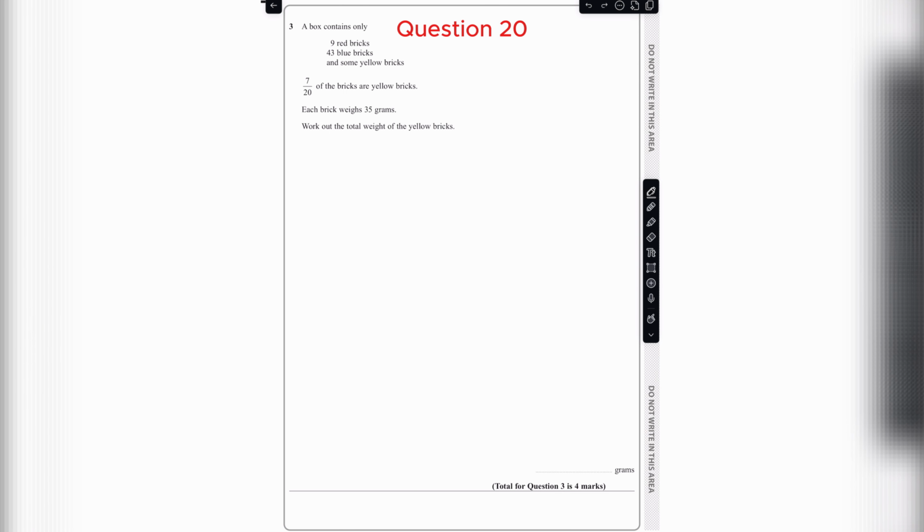In question 3, we are told that a box contains only 9 red bricks, 43 blue bricks and some yellow bricks. 7/20ths of the bricks are yellow bricks. Each brick weighs 35 grams. Work out the total weight of the yellow bricks. So we know that the total number of bricks in the box, which I'll represent as T, simply equals 9 plus 43 plus X, which represents the yellow bricks. And so if we simplify this equation, we have 52 plus X.